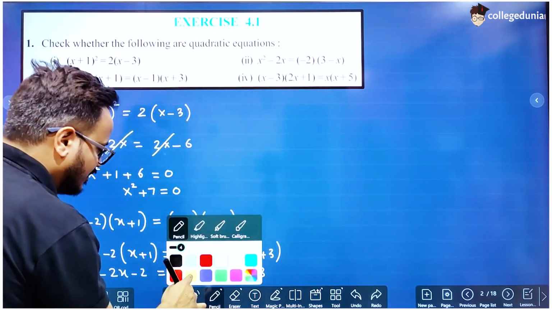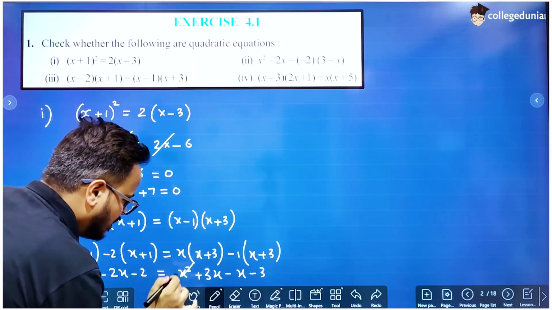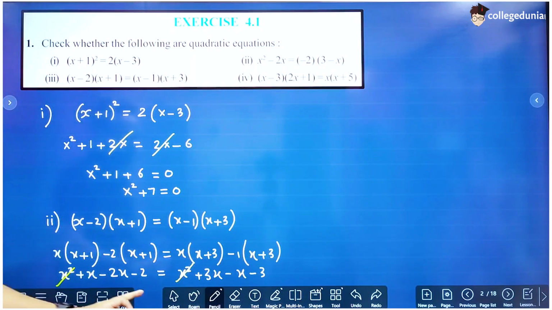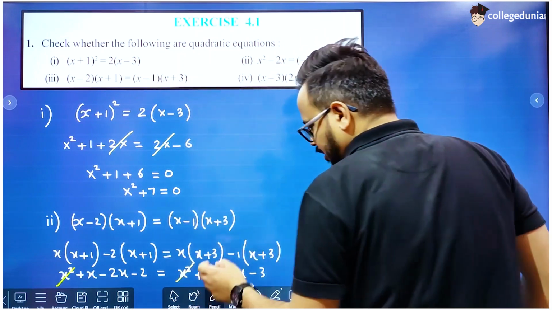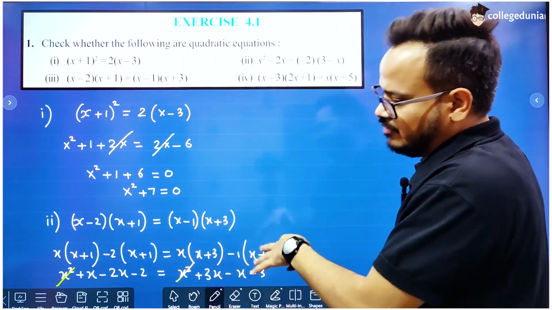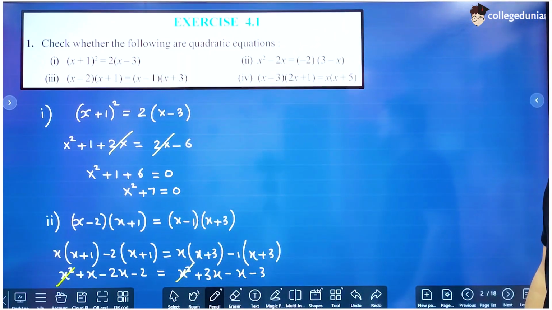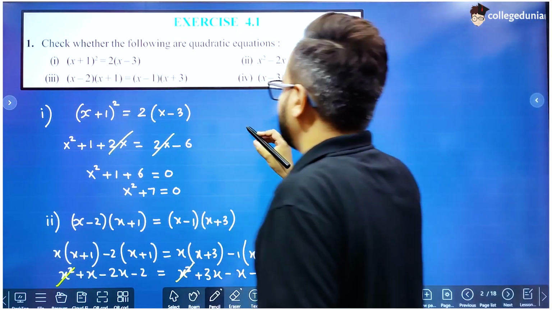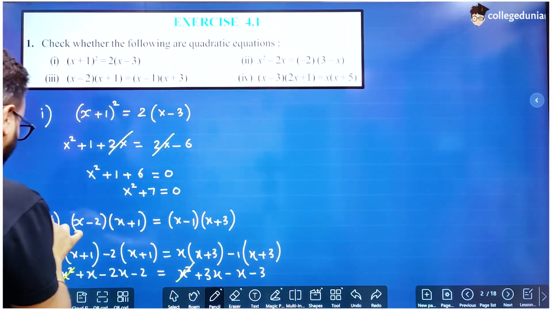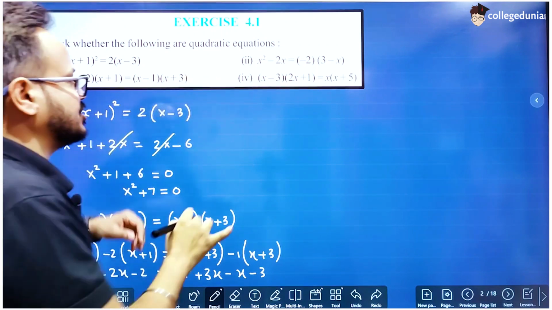So now this x square term is cancelled out. So there is no term remaining with the degree 2. So we don't have to solve it further because we can clearly see that this is not a quadratic equation, right? Okay, this was the third part. Let's do the second part now.